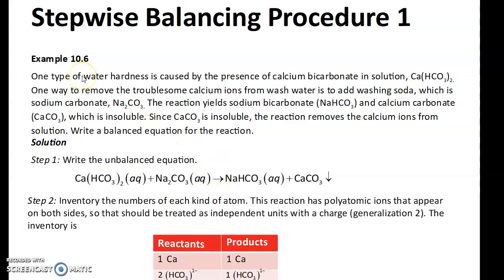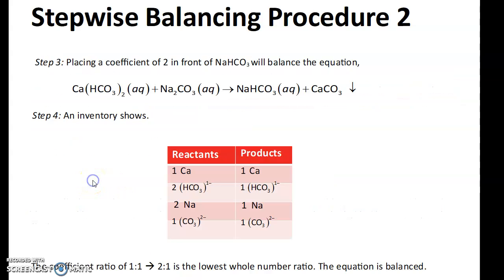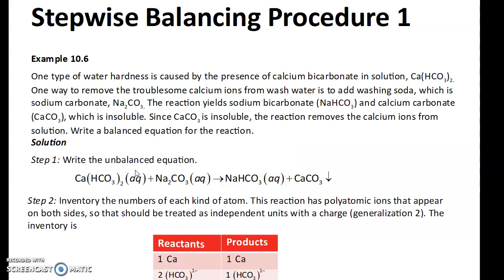So, stepwise balancing procedure. How do you go about balancing an equation? Okay. The first step is to write down exactly what the equation is. Then what you do is an inventory of how many you have on each side. You've got 1 calcium ion here. You've got 1 calcium ion here. You've got 2, because this is a subscript outside of this. That means everything in here is taken by 2. 2 times H, that means you have 2 hydrogens on this side. And you also only have 1 hydrogen on this side.